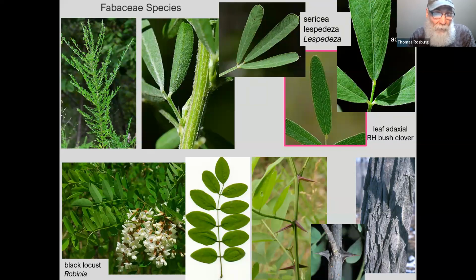This is called once pinnately compound because the leaflets are attached immediately to the rachis. The rachis is an extension of the petiole, this part right here. And since the leaflets are attached to it, this is called the primary rachis because it's the only one. It's the first one. And if the leaflets are attached to the primary rachis, then your leaf is once pinnately compound.